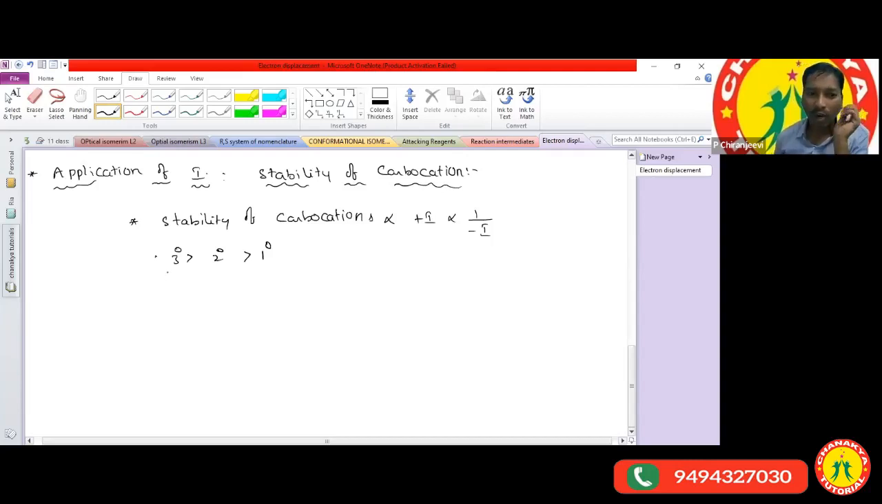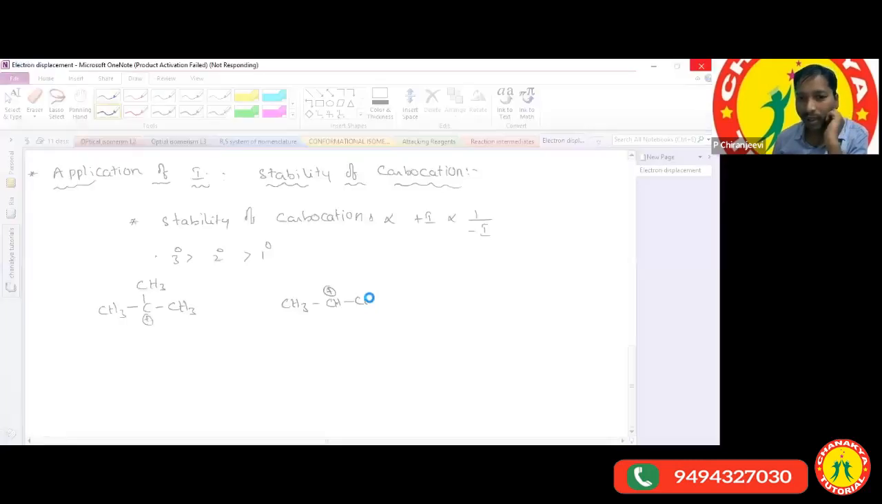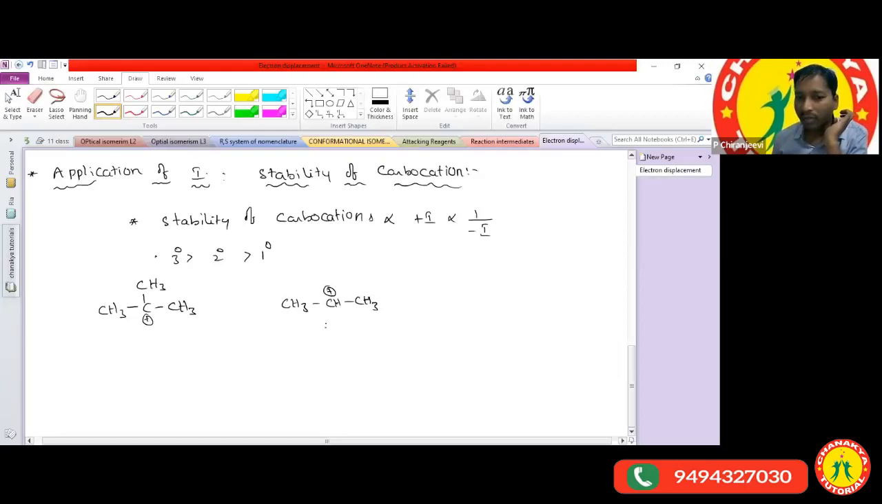Now I'm going to write the structure of the tertiary carbocation. Sir, what is the tertiary carbocation? The positively charged carbon attached to three neighboring carbon atoms is called a tertiary carbocation. And the secondary carbocation: the positively charged carbon atom attached to two neighboring carbon atoms. This one is the secondary, this one is the tertiary.